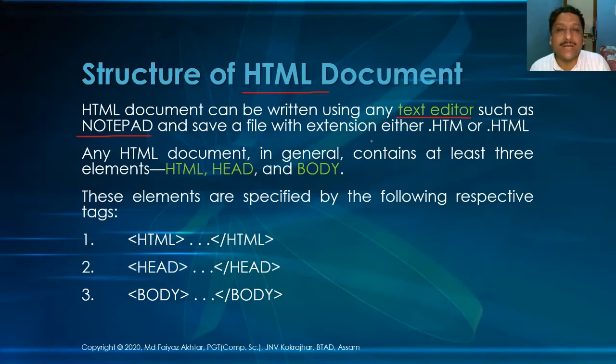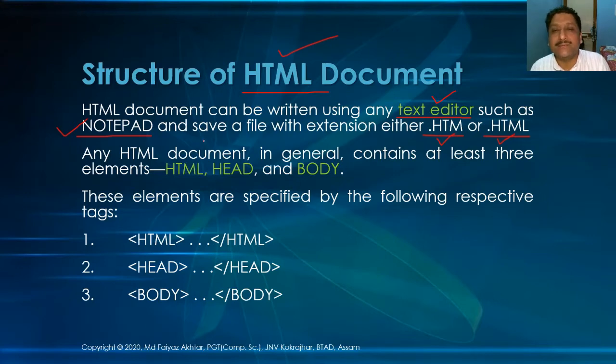And save the file with the extension .html. To create an HTML document, or to write programs in HTML, we can use Notepad because it is a text editor. Write the program there, and when we go to save the file, we have to add this extension. What is the extension? .html or .htm. We have to add any one of them.